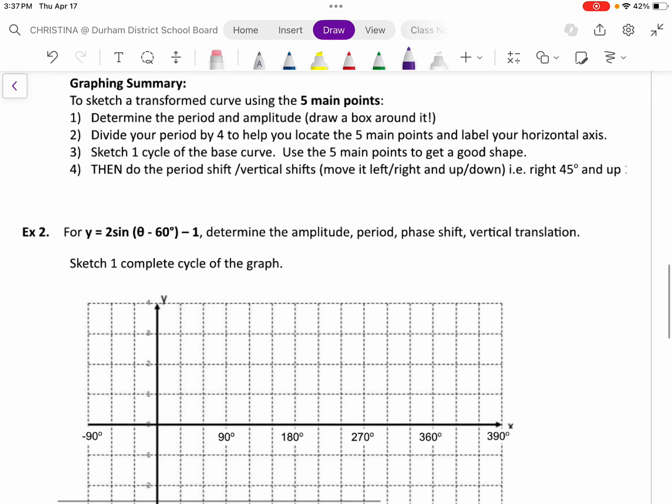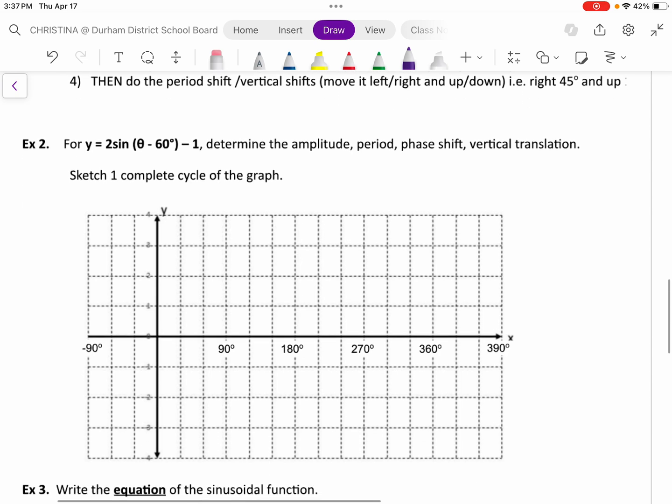Okay, so we'll do one more here. This one has 2 sine minus 60 minus 1. So we're going to use the amplitude of 2. Okay, and we know it's going to last 360 for the period. So it's going to go as high as 2, go down to 360. So it's going to go down to -2. So I'm just going to box in my original. And then I'm going to put our 5 dots in.